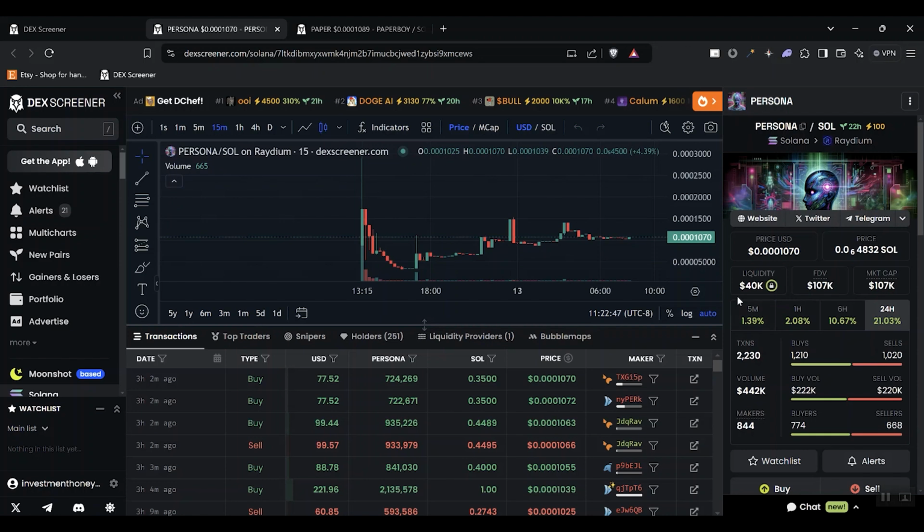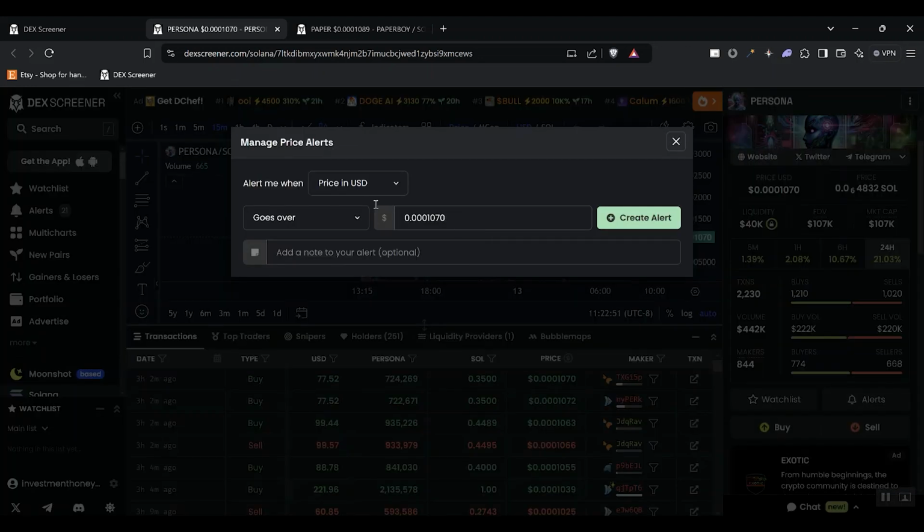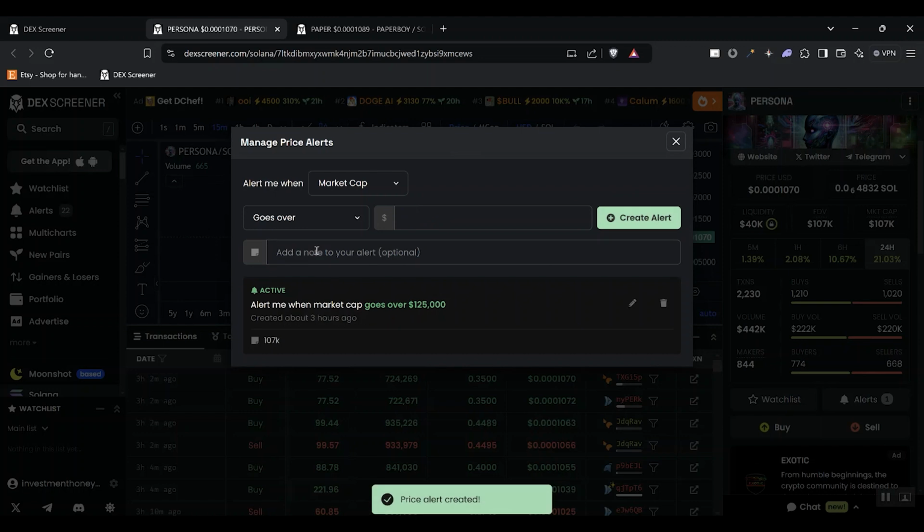So what we're going to do is we're absolutely going to go ahead and set some alerts on this one. We're sitting at 107K. Okay, so we're going to market cap. We're at 107, so let's go ahead and make our note. And I want to see this one get to 125. If it gets to 125, we'll definitely take another look at this one. Okay, and we're going to set one going under and setting our note again at 107K.